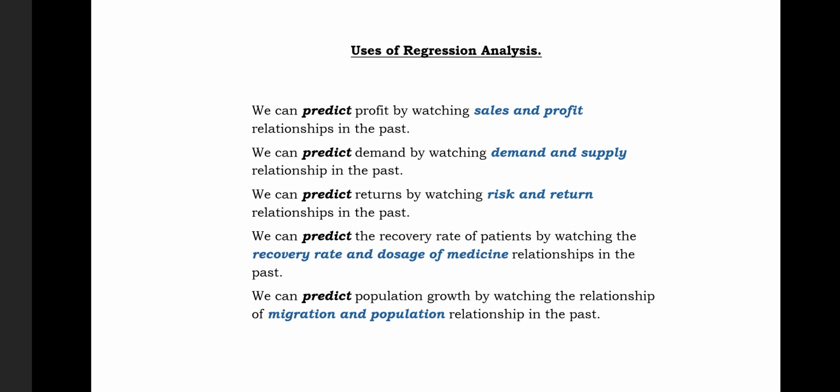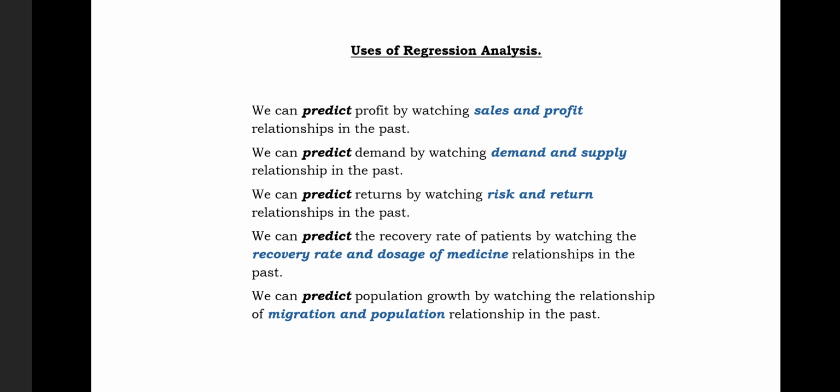We can predict the returns by watching risk and return in the stock market and also in business, by seeing the risk and return relationship in the past. Not only that, if we talk about the medical industry, we can predict the recovery rate of a patient by watching the patient recovery rate and dosage of medicine relationship in the past. We can predict population growth by watching the migration and population relationship in the past. See, regression has some amazing uses. But one common word we see here is that it is used to predict. It is used to predict the value of another variable with the help of one variable which is affecting it.